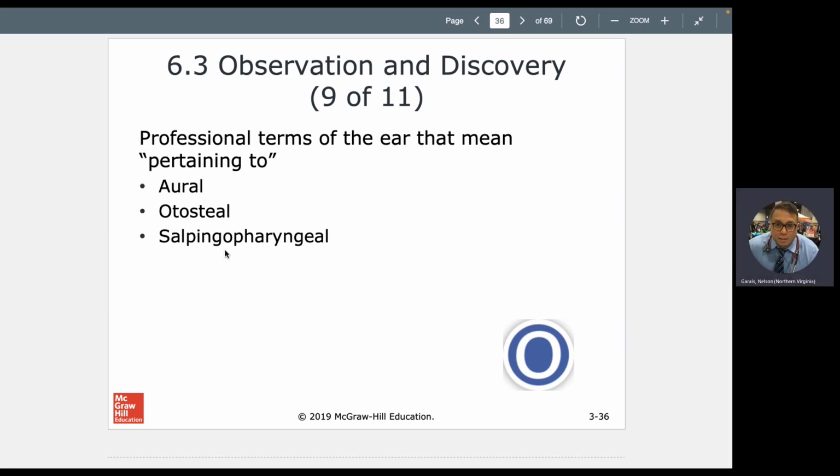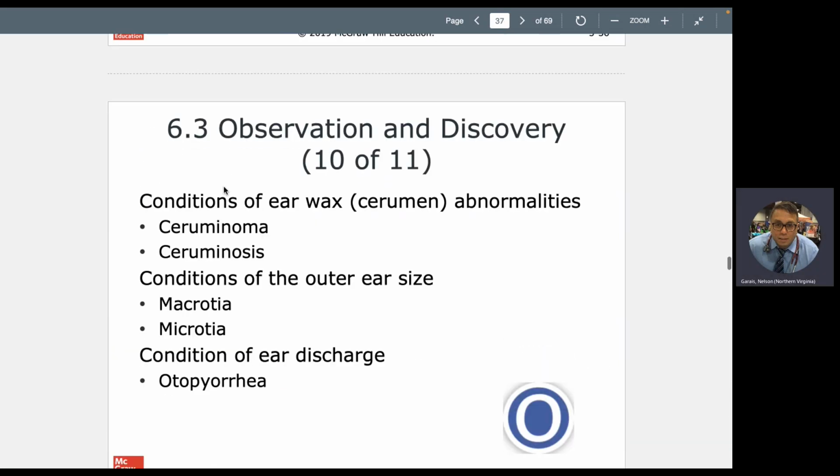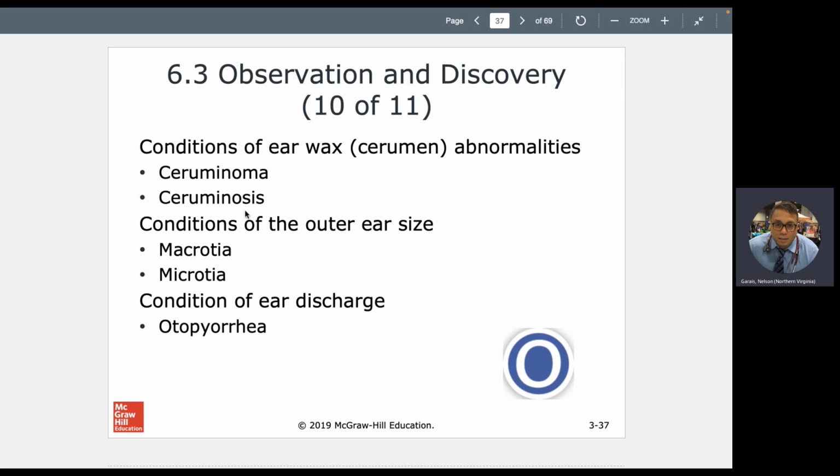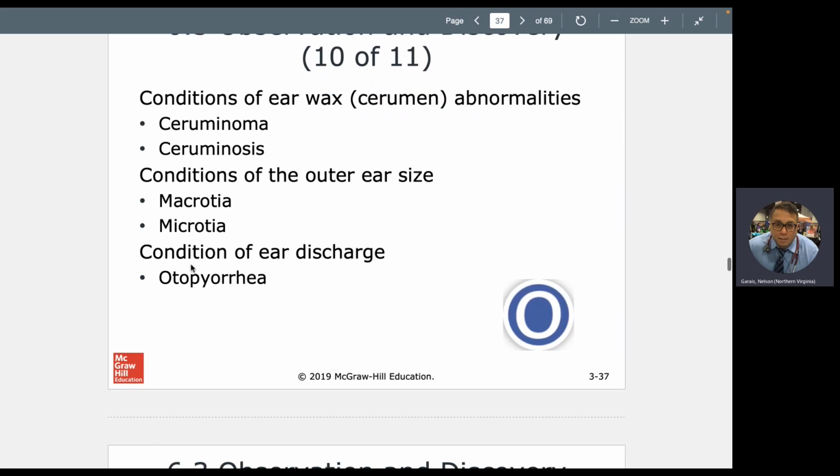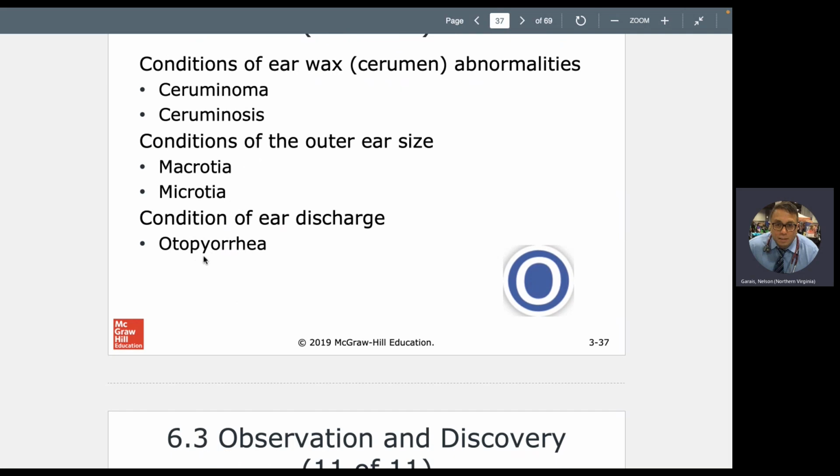Oral, we already went over. That's a good one. Ceruminoma, cerumenosis, cerumenolysis. We know that cerumen is earwax. Outer ear size: macrotia, big ears; microtia, little ears.